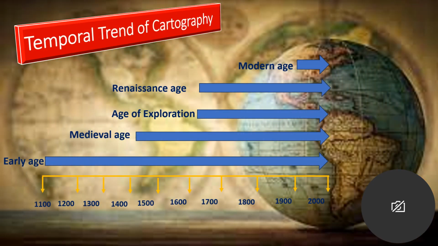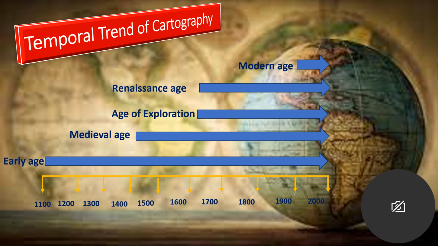How does cartography change with time? What are the temporal trends of cartography? Multiple ages are involved in these changes. The first one is from the early age, where the first cartography started, and then now we are in the modern age. So what happened in between? There are a lot of changes or transitions.